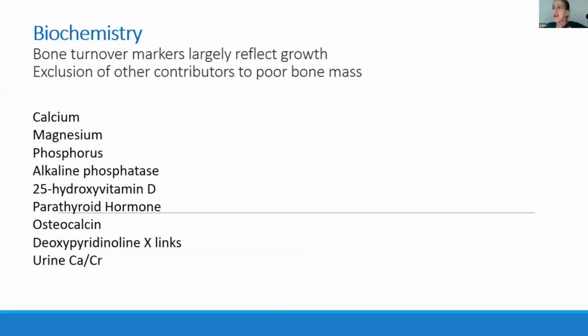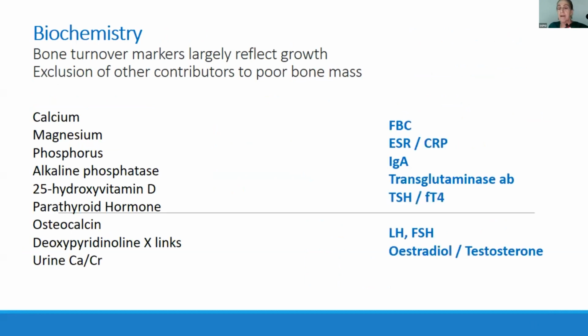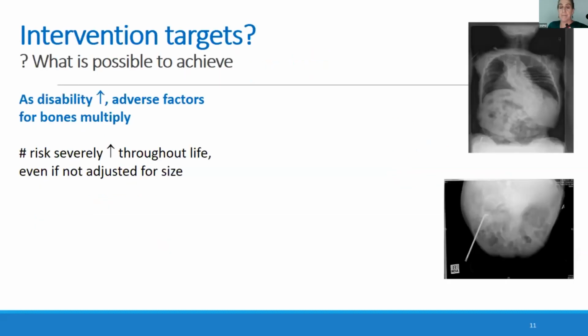Biochemistry markers are largely useless and mainly reflect growth or a recent fracture, like that patient you saw who had a high ALP in relation to a fracture. You can do lots of tests. The only one that's really helpful, I suppose, is a vitamin D. You need to do other tests to exclude chronic disease. There's nothing to stop a patient who has osteogenesis imperfecta also having celiac disease. And you might need to know, say, for the cerebral palsy girl, is she going through puberty or does she have pubertal arrest?